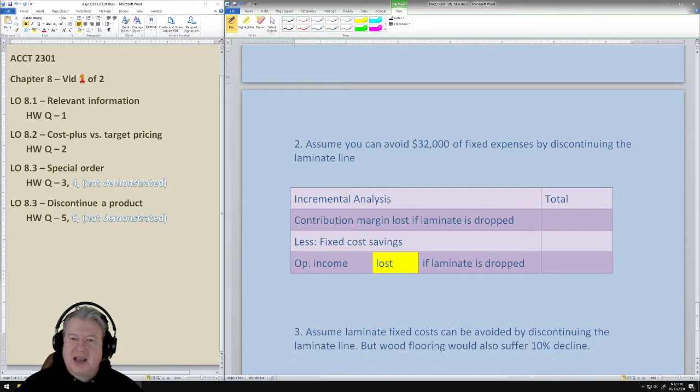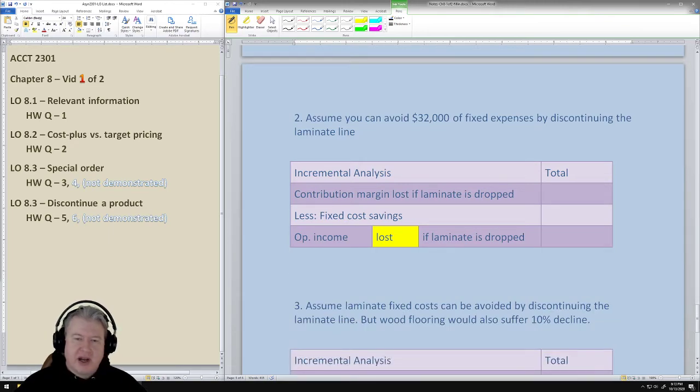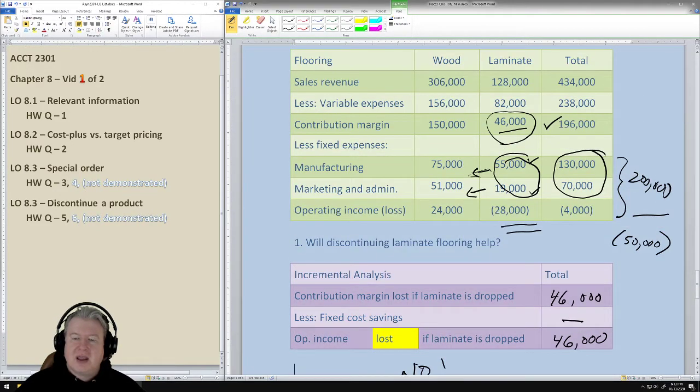So we're going to do the same thing, but we'll look at a couple of different scenarios. Assume you can avoid $32,000 of fixed expenses. Okay, so the same thing is going on, except now we're saying, okay, we're not going to have all these expenses. We can actually avoid some of these expenses. But is it enough?